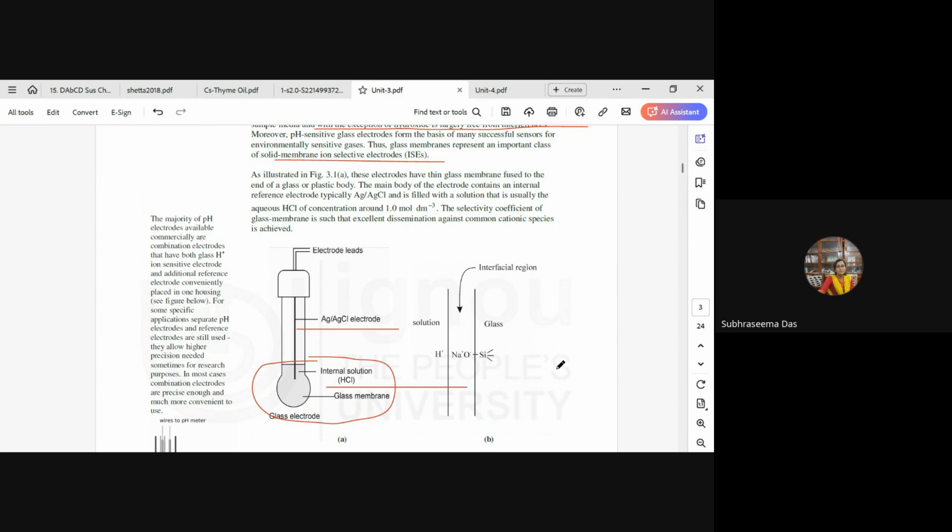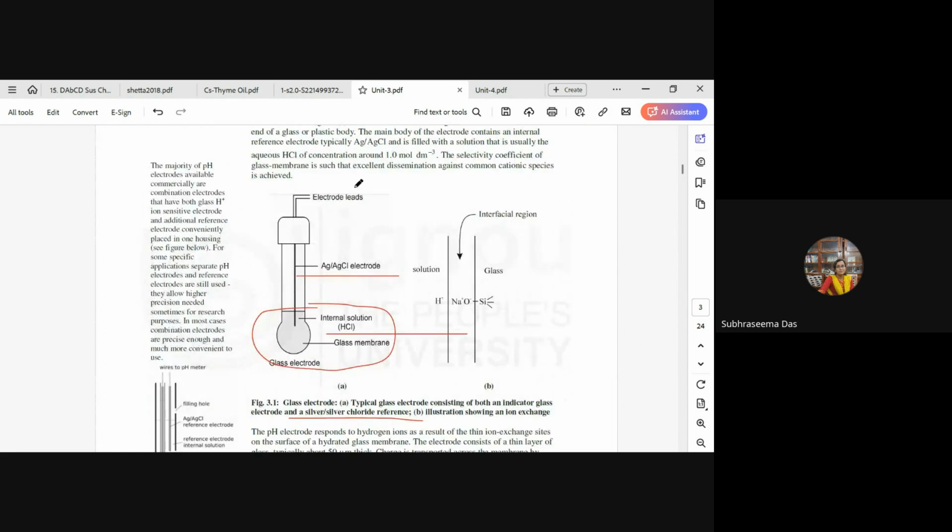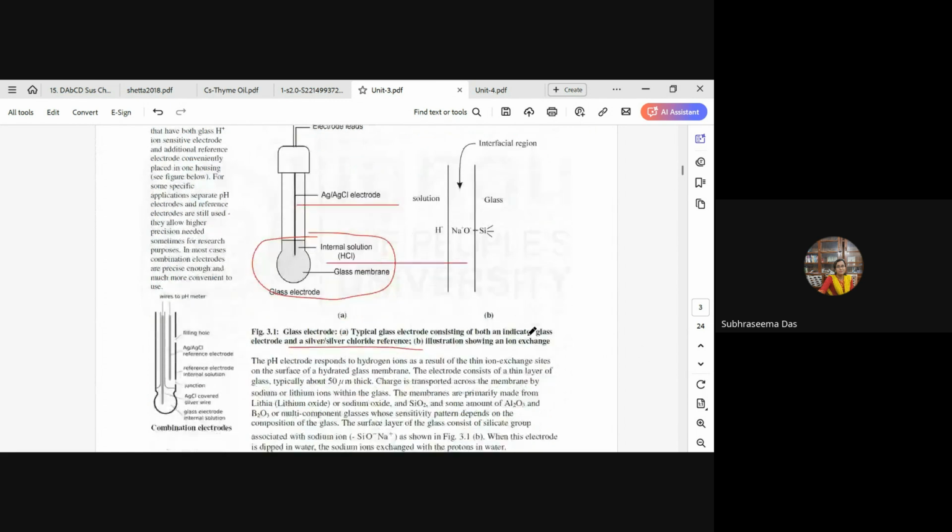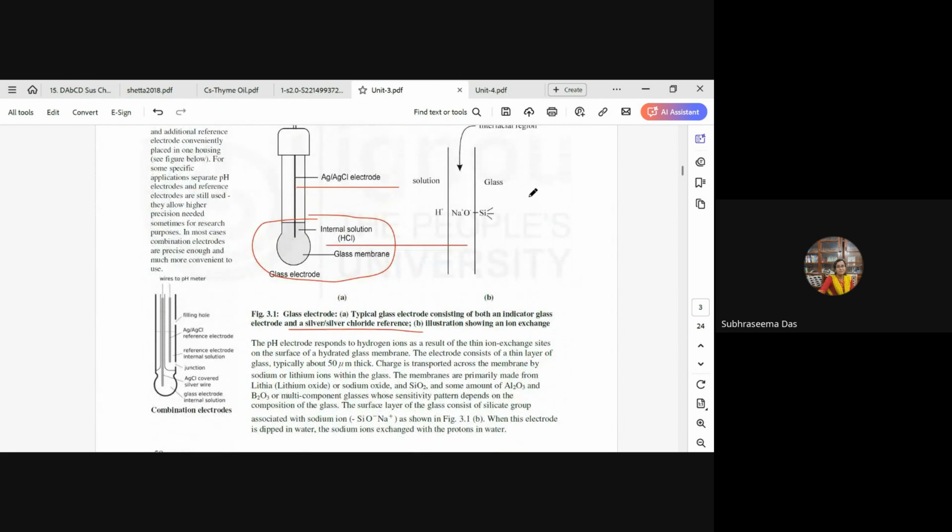The selectivity coefficient of the glass membrane is such that excellent discrimination against common cationic species is achieved. So this glass electrode is highly selective to cationic species because of the reference electrode and the internal solution that has been used here. Now in figure 3.1b, we see an example of an ion exchange that occurs inside the glass electrode. The pH electrode responds to hydrogen ions because of the thin ion exchange sites that are present on the surface of the glass electrode.